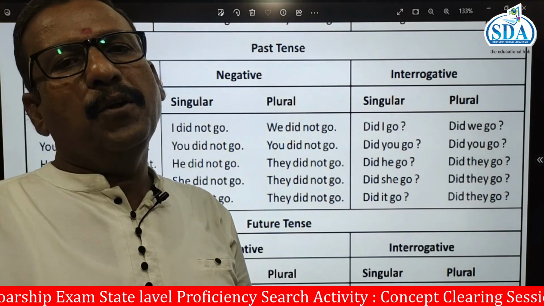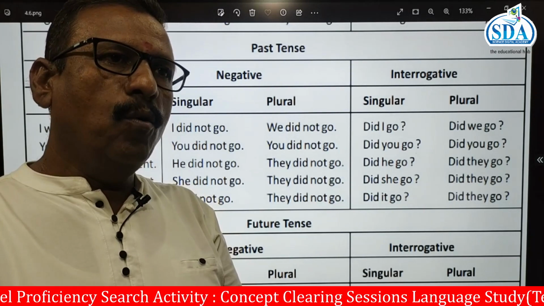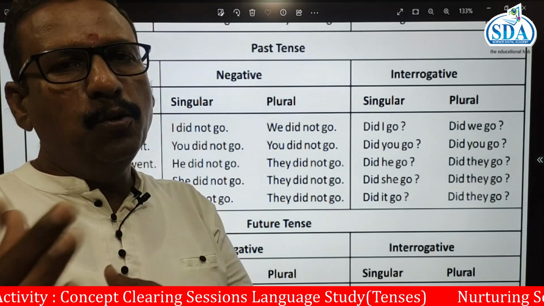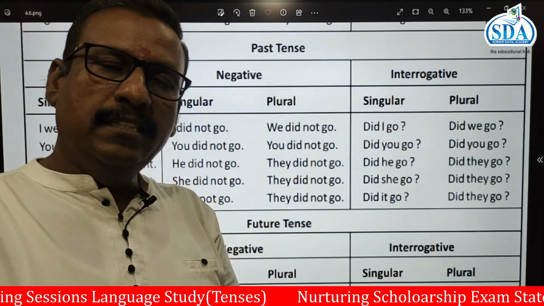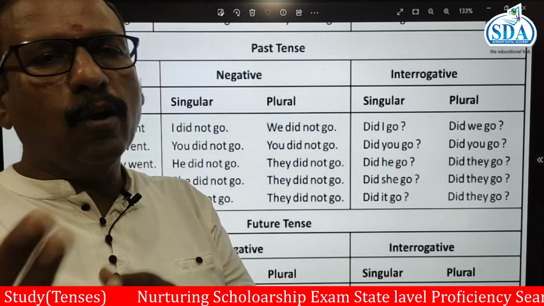And in case of interrogative or question tag sentence, did I go, did we go, did you go, did he go, did she go, did it go, did they go.